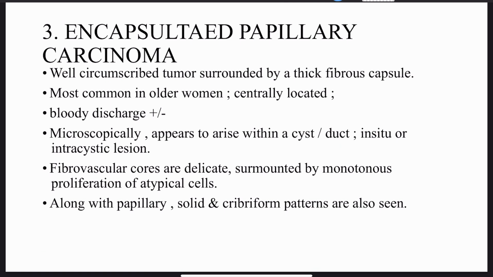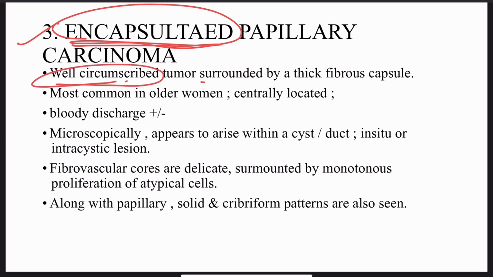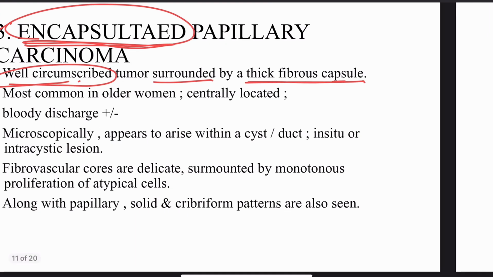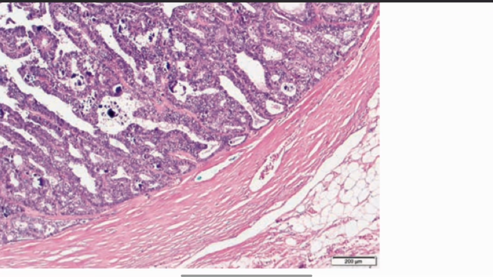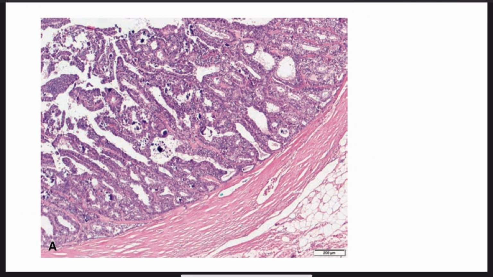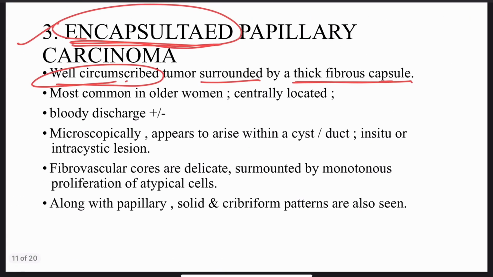Coming to the third topic, this is encapsulated papillary carcinoma. As the name suggests, it is well circumscribed, surrounded by a thick fibrous capsule. See, low power view, you can see the thick fibrous capsule. Most common in older women and in a central location. And bloody discharge may be present or it may not be present.